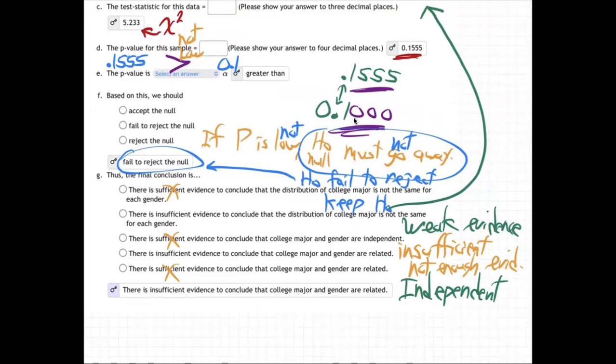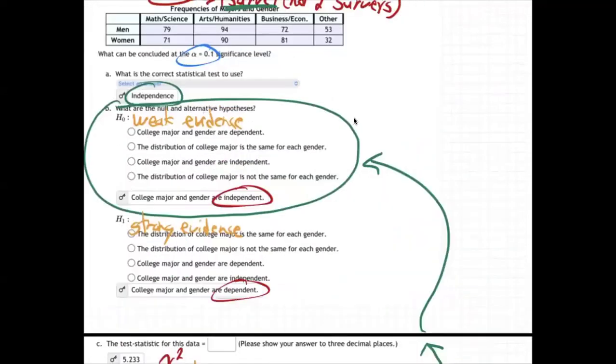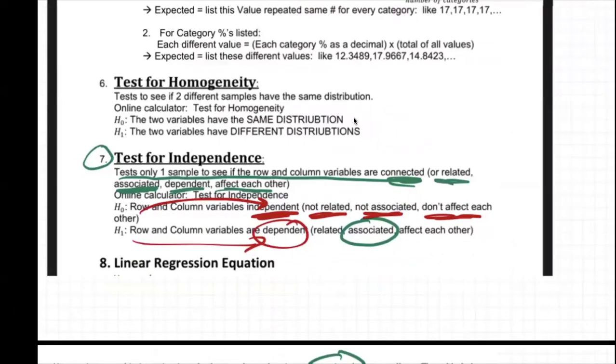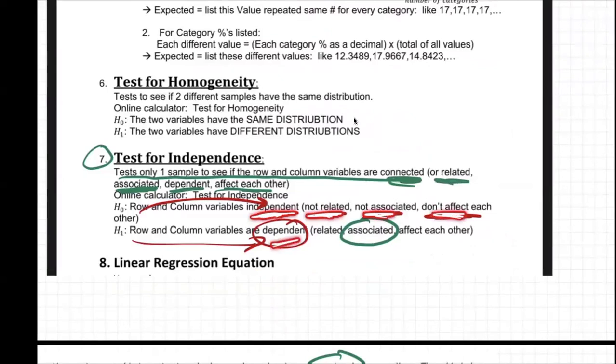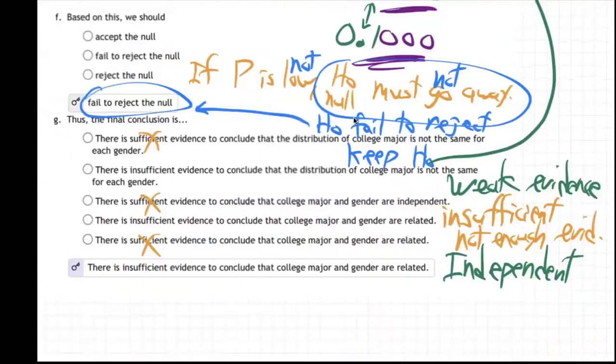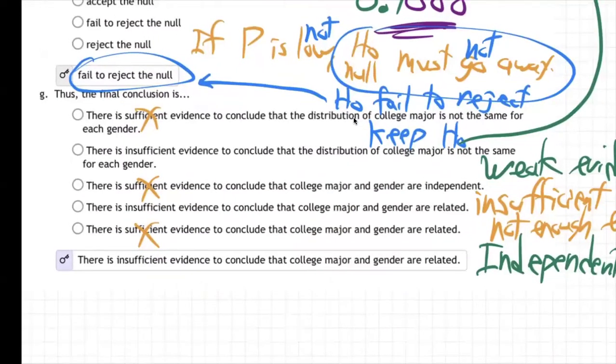So now we're supposed to say independent. Oh, but they're using different words. Look, they're using not the same and related. Uh-oh. Okay. So here's where we got to be clear. Let's go back to the notes. Let me show you. So here, I've written it all out for you right here. Independent means not related, not associated, don't affect each other. Dependent means related, associated, affect each other.